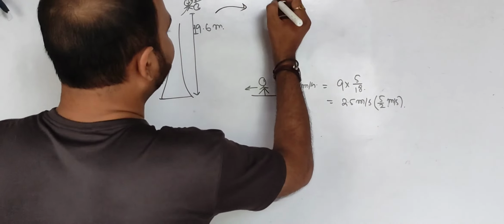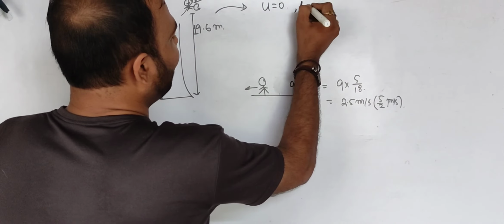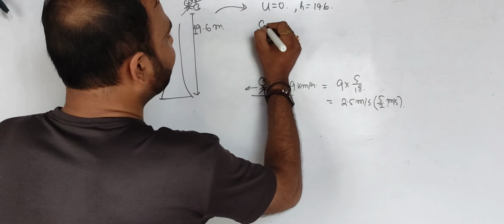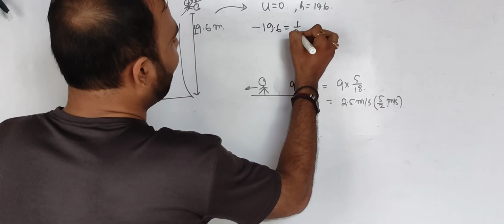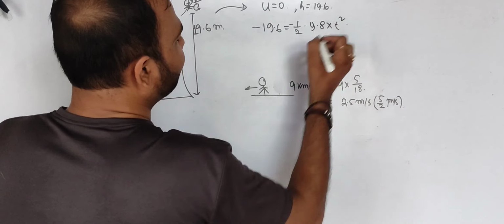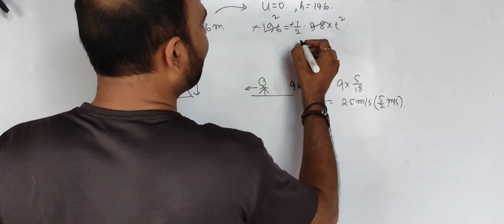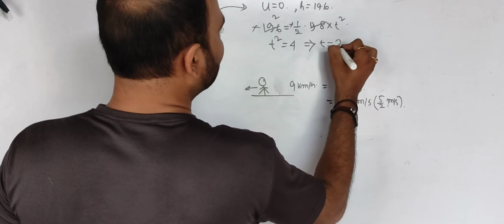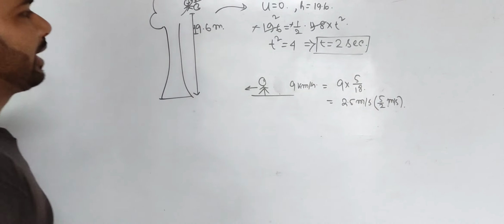For the monkey, the initial velocity u equal to 0, h equal to 19.6. So s is equal to, so minus 19.6 equal to half into 9.8 into t square. Minus minus cancel out. This is 2, this is t square equal to 4, which implies t equal to 2 seconds. Okay, t equal to 2 seconds.